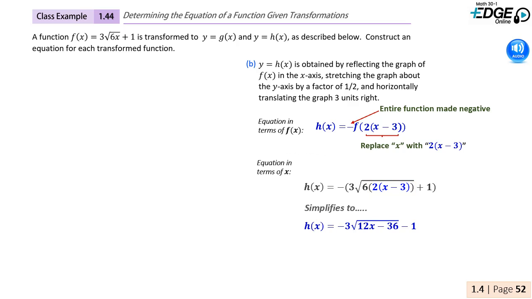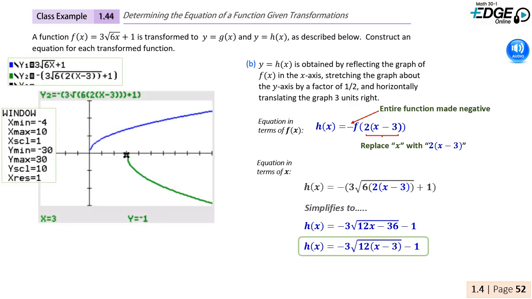We can simplify by multiplying the 6 by 2 to make 12, and then the 12 by both the x and the negative 3 to make negative 36. Notice that that negative coefficient has now multiplied to both the 3 and the positive 1. We can also leave the radicand in a factored form, which is to say 12 times x minus 3, which is somewhat more appropriate if we're wanting to graph it. So let's go ahead and graph f of x against h of x.